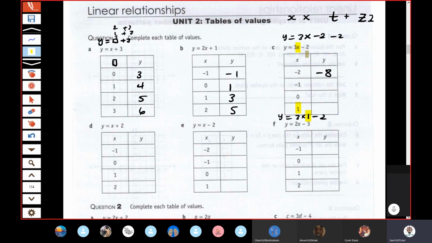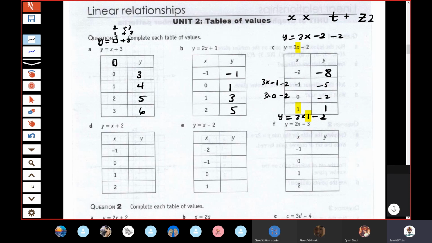And of course, all you need to really know is what is between the 3 and the x. When you don't write anything, what's in between them? A times. Right? So 3 times 1, which is 3, take away 2 is 1. 3 times 0 is 0, take away 2 is -2. 3 times -1 is -3, take away 2 is -5. Don't forget, you guys have your calculators as well. You could always be using your calculators.